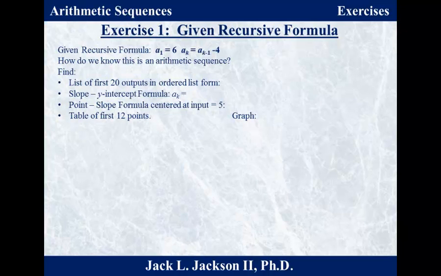Then list the first 20 outputs, give me the slope-intercept, y-intercept form of the equation, give me the point-slope form of the formula centered at the input at 5, give me a table of the first 12 points, and give me a graph. You should be able to do this at this point. Go ahead and do this now, and then come back and check it with the video in just a minute when you finish. Press pause now.